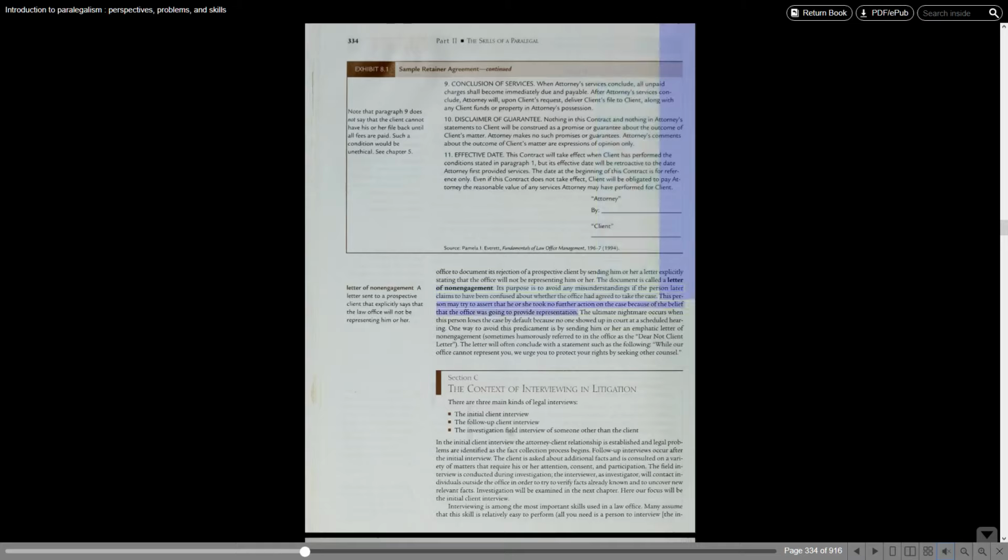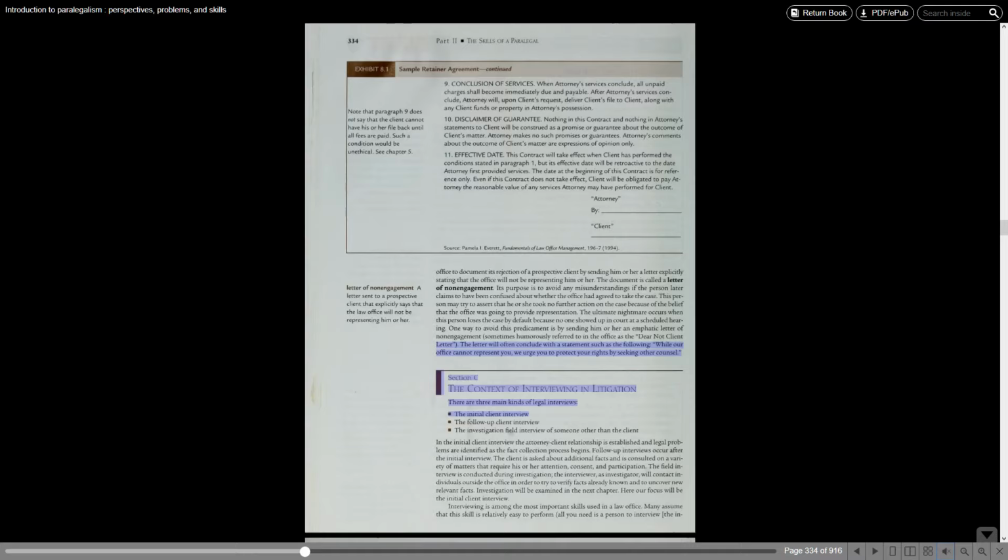This person may try to assert that he or she took no further action on the case because of the belief that the office was going to provide representation. The ultimate nightmare occurs when this person loses the case by default because no one showed up in court at a scheduled hearing. One way to avoid this predicament is by sending him or her an emphatic letter of non-engagement, sometimes humorously referred to in the office as the Dear Not Client letter. The letter will often conclude with a statement such as the following: while our office cannot represent you, we urge you to protect your rights by seeking other counsel.